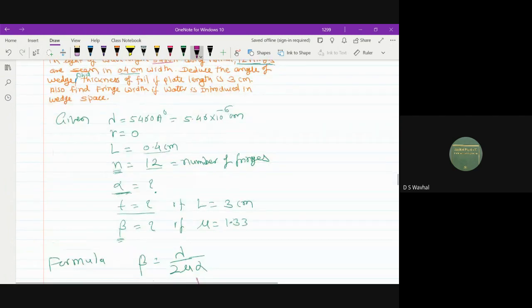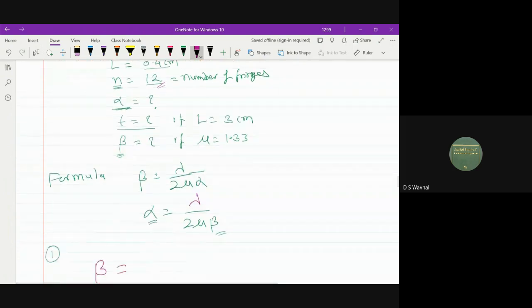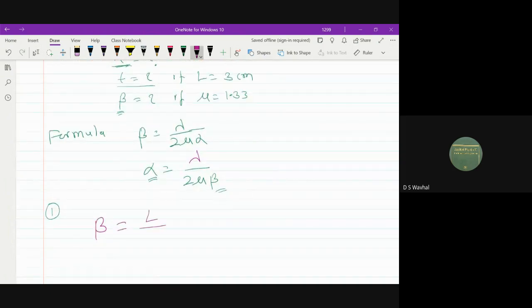Beta is, see, we can see in a length of 0.4 centimeter there are 12 fringes. So beta equals length upon n. N is number of fringes. L is 0.4 centimeter given, and in the 0.4 centimeter 12 fringes are observed. So beta equals 0.4 by 12, and that equals 3.3 into 10 to the power minus 2 centimeter. This is our beta when there is air film.